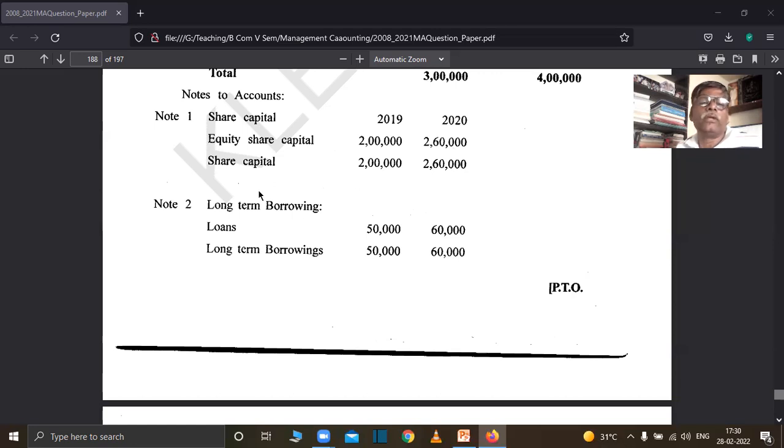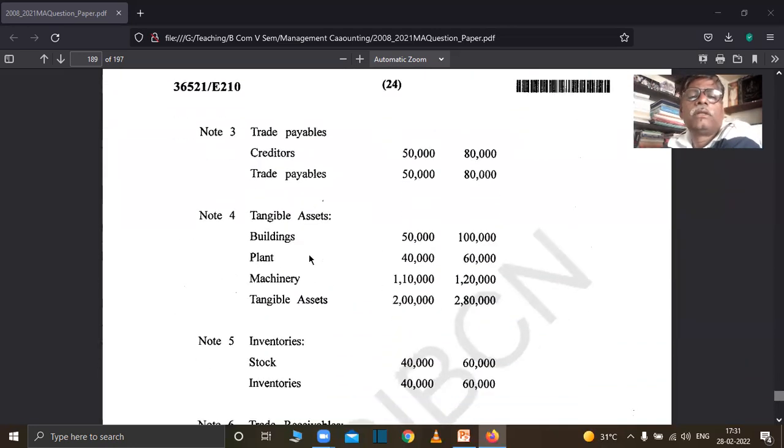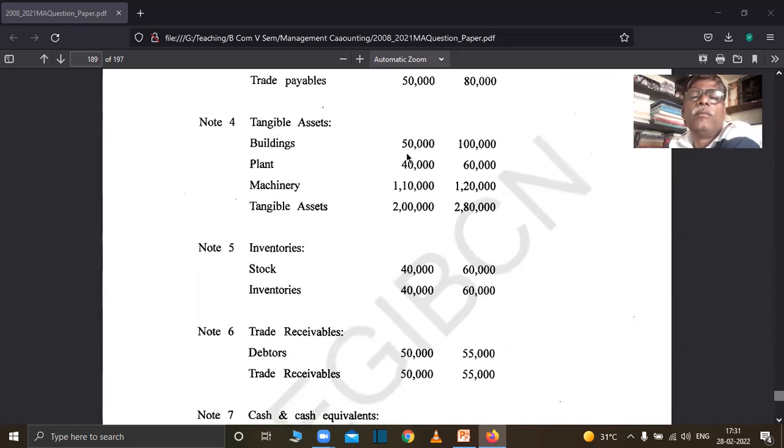These two heads are related with financing activity. And next is creditor. Creditor, it is related to operating activity. You see here 50,000, 80,000, increase of 30,000. Increase in creditor goes to addition. Add model. Then tangible asset. Building increase by 50,000. Building 50,000, 1 lakh. 50,000 increase is there. That is the application of cash.